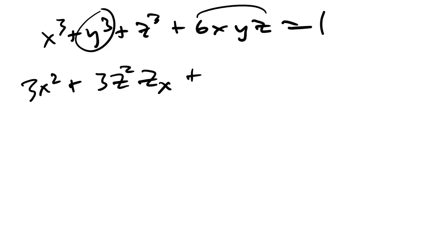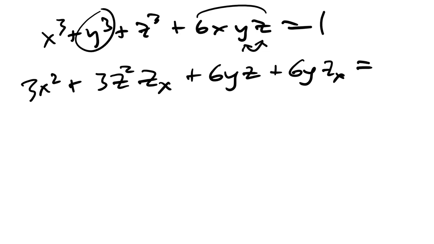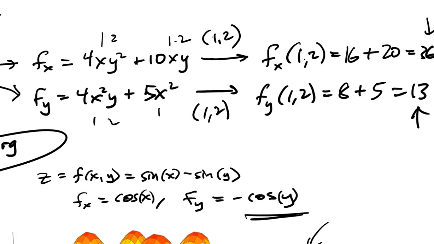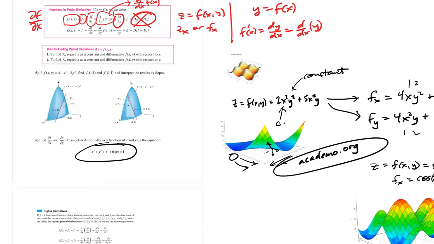Plus product rule. Derivative with respect to x is 6yz, because these two are constants with respect to x. Plus partial of z with respect to x will be 6y, and then partial of z with respect to x, and then this equals 0, derivative of a constant is 0, and now you just solve for z sub x, factor it out and do all the business there like you did in Cal 1. All right, so that's that.